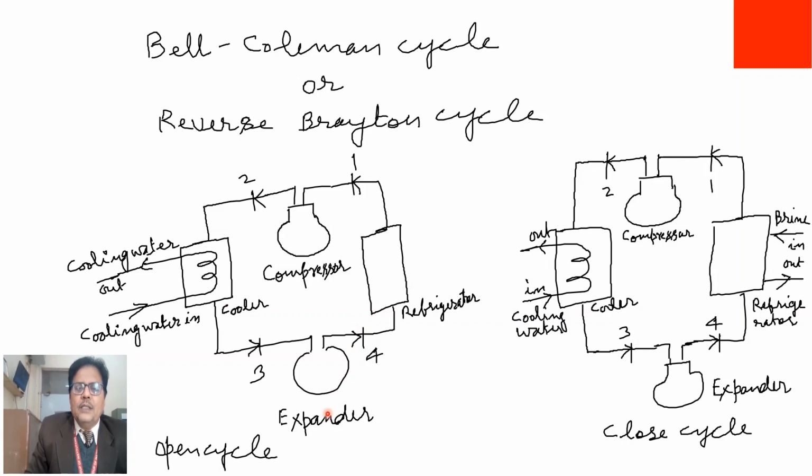From here you can see the air which is coming out from the refrigerator is at state 1 and it is passed through the compressor, and as you know, the role of the compressor is to compress. Since air is a compressible fluid, it is compressed, and at point 2 the air comes out from the compressor with a high pressure.